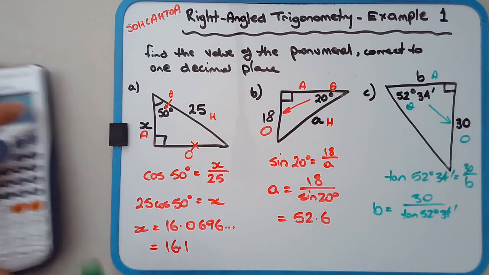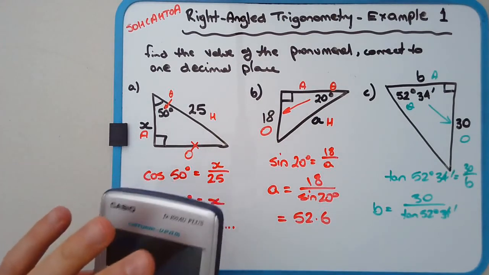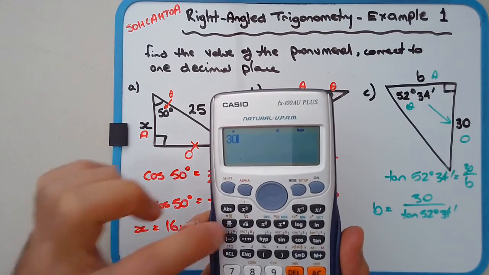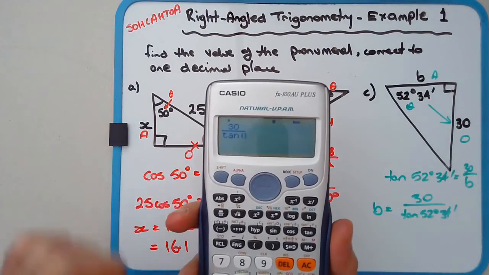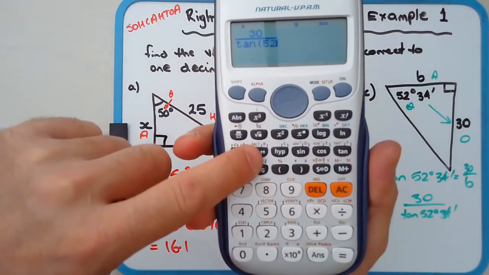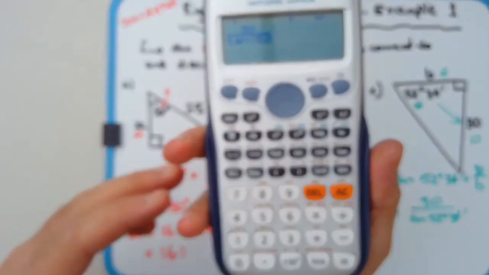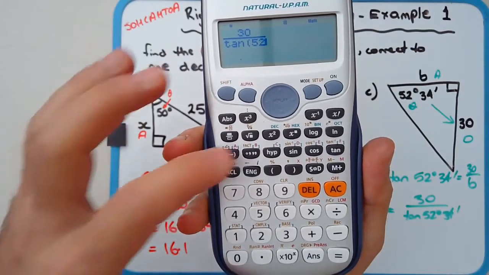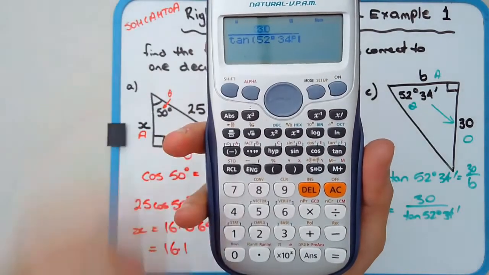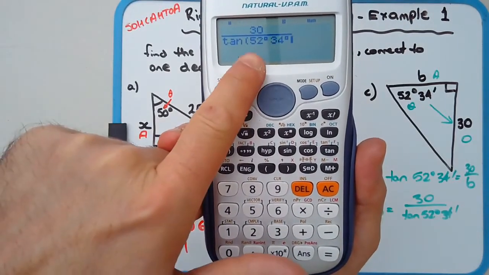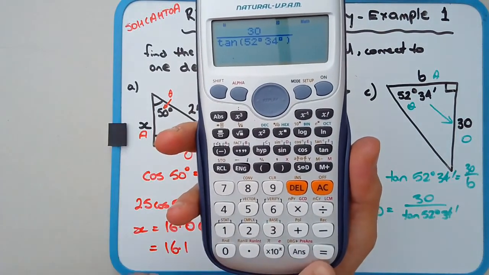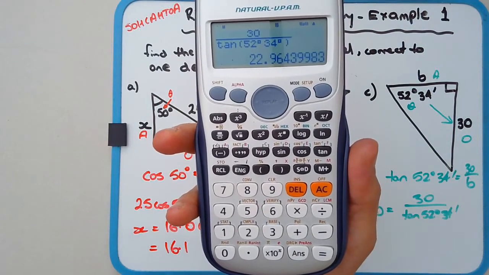If you've forgotten how to use the degrees, minutes, seconds function on the calculator, we're going to do 30 over tan. Now 52, we press this little button here that has the apostrophes and the degree symbol, and I'll just refocus that. Okay, so 52 degrees and 34 minutes. We'll press it again. It looks a bit off, like 52 degrees, 34 degrees. It's not. The calculator will interpret it correctly. Press equals, and we got 22.96.